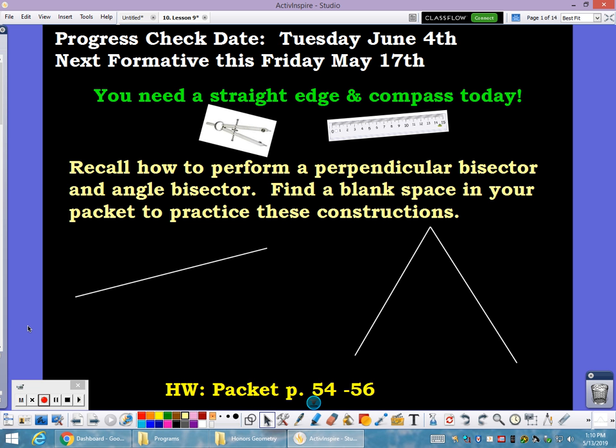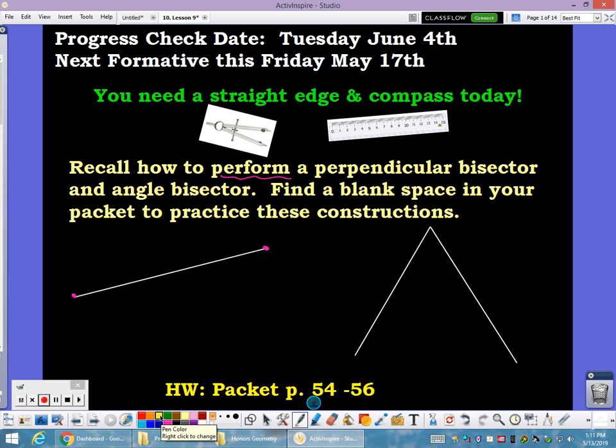What I need you to do is recall how to construct a perpendicular bisector and an angle bisector. Find a blank space in your packet and practice those constructions. In order to do a perpendicular bisector, you need to start with a line segment. So create a line segment, just any random line, and we want to bisect it in a perpendicular fashion.